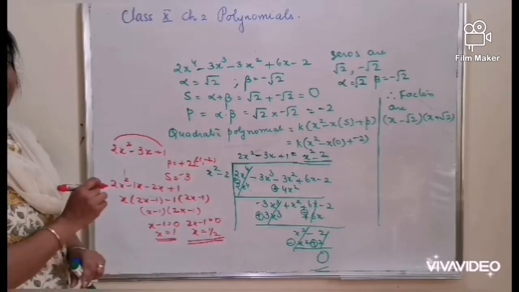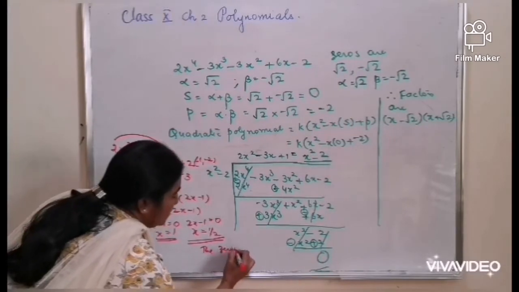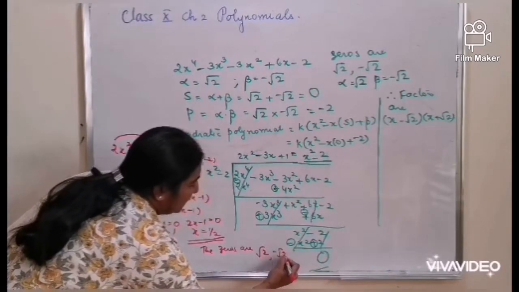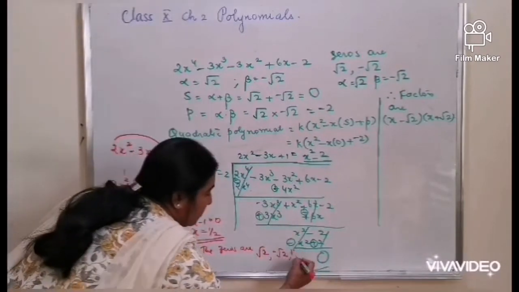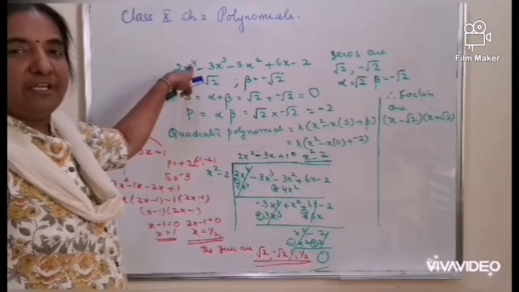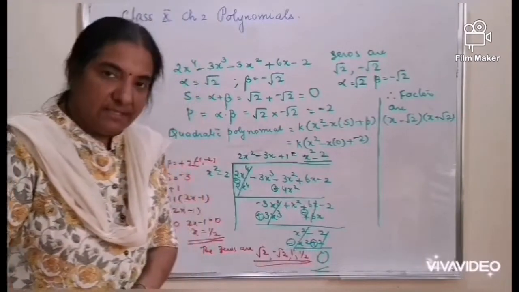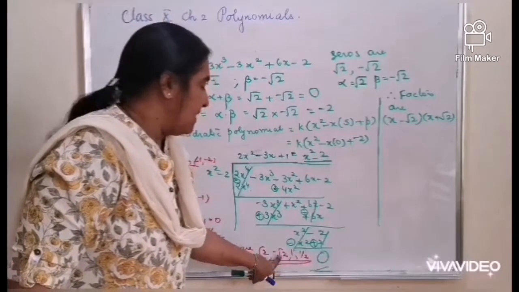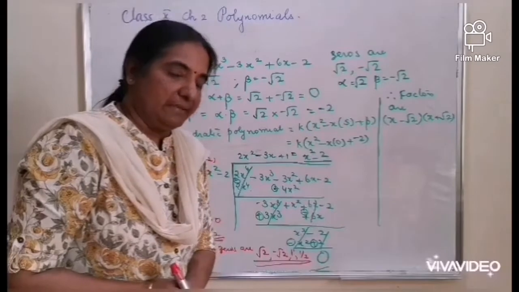Thus, the four zeros are, therefore finally, the zeros are positive square root 2, negative square root 2, 1 and 1 by 2. You can see here, since it is a polynomial of degree 4, it can have a maximum of 4 zeros, and the zeros are root 2 and minus root 2, which are given in the question, and 1 and 1 by 2, which you have found out by the long division method.